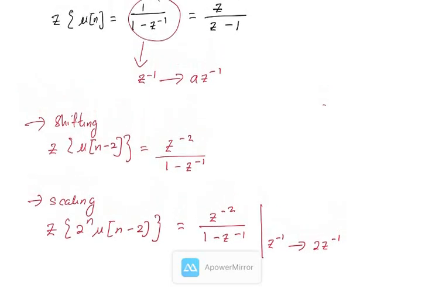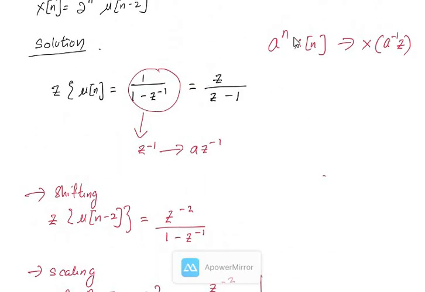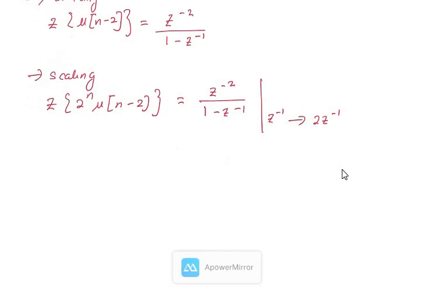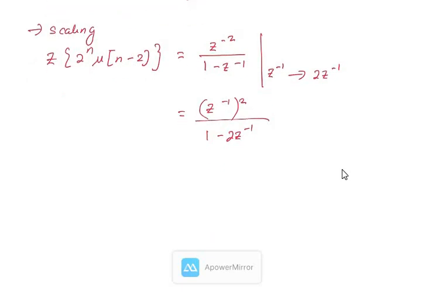This is because the question is 2 power of n unit step n minus 2. From the properties, a power of n x[n] is X(a power of minus 1 z). This means z power of minus 1 here will be substituted with a z power of minus 1. Therefore, z power of minus 1 will be substituted with 2z power of minus 1. Here we get (2z power of minus 1) power of 2 divided by 1 minus 2z power of minus 1. And then this is equivalent to 4z power of minus 2 divided by 1 minus 2z power of minus 1.